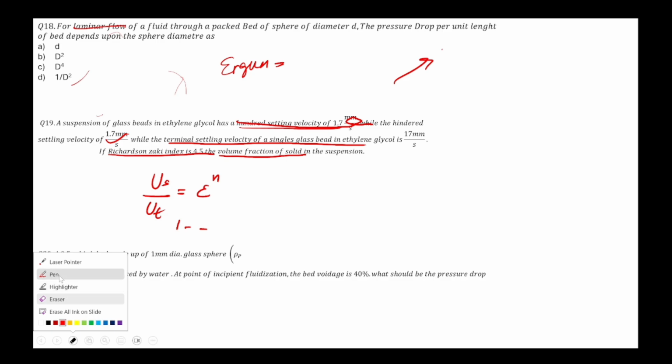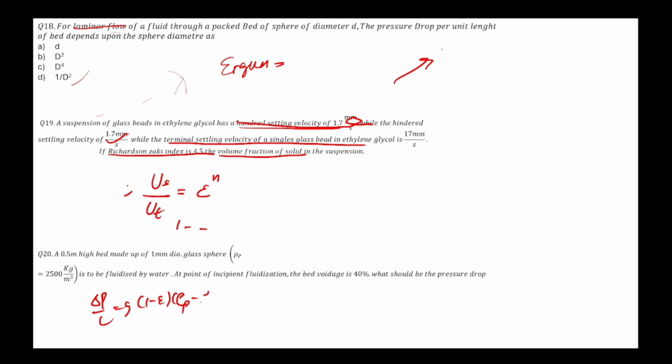I think there is no need to solve this question. It is at incipient fluidization. You just apply this: del P by L is equal to (1 minus e) times (rho P minus rho F) times g. That's all. Okay.